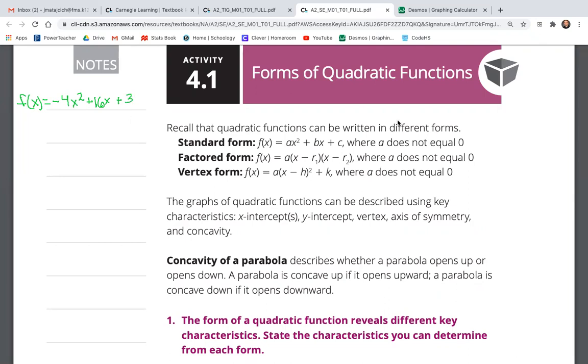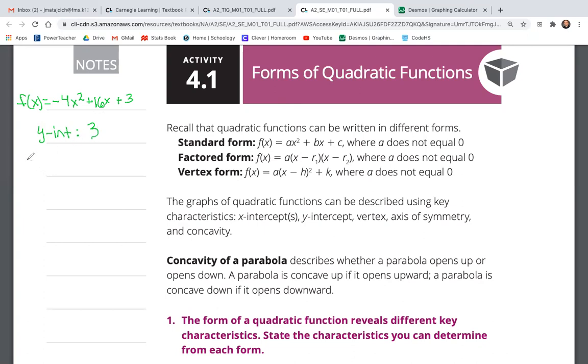Okay, so if you remember what I wrote down there, there are two key characteristics that we can find just by looking at standard form. The first thing I'll write out is the y-intercept. Again, for the y-intercept, all you have to do is look at that c value, that number on the end, which is 3. So the y-intercept is going to be at 3. It's going to cross the y-axis at (0, 3), to be more specific.